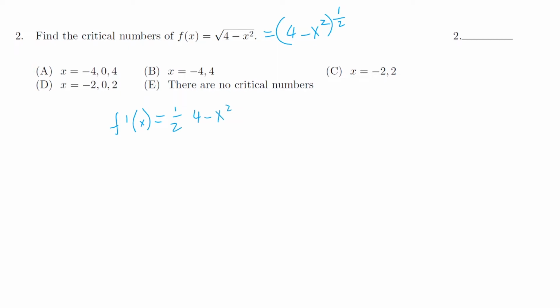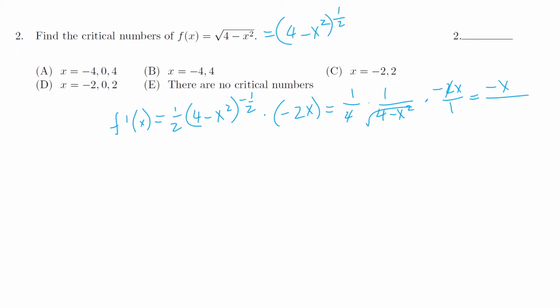4 minus x squared to the negative 1/2, and everybody forgets this, times the derivative of the inside, so times negative 2x. So if I rewrite this, this is 1/2 times 1 over the square root of 4 minus x squared times negative 2x. I can cancel this, so it's just negative x over the square root of 4 minus x squared.